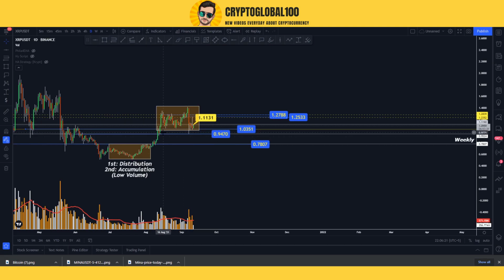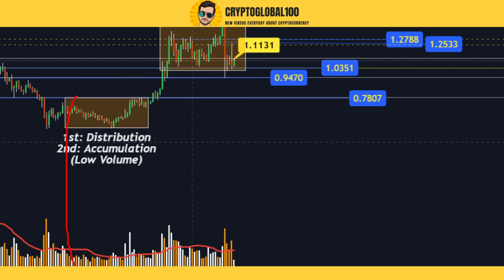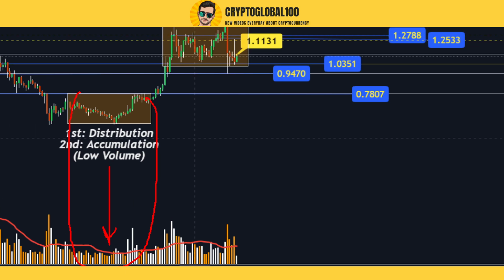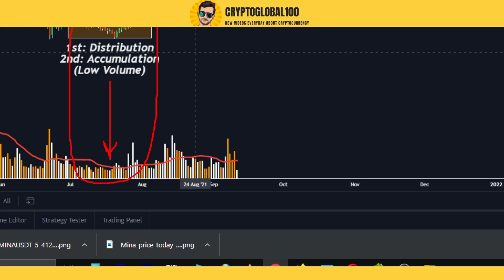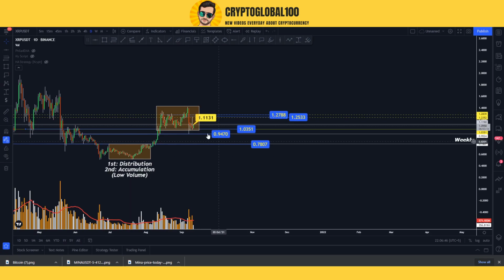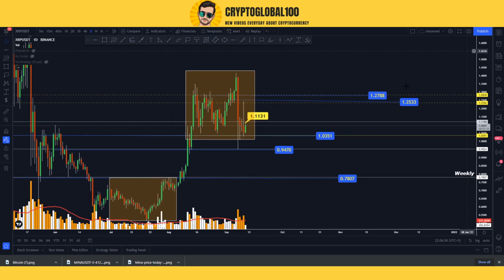So this is called ranging. Right now XRP is in the ranging phase, and it has to decide whether it wants to go up or down. Downside, you can see the volume at this phase. The volume at the accumulation phase was small, but here at the ranging phase the volume is medium. It is higher than the volume of accumulation and distribution. Now what is the next scenario? If I zoom in a bit for you guys, let me show you.